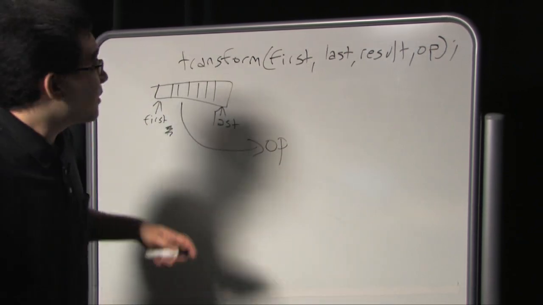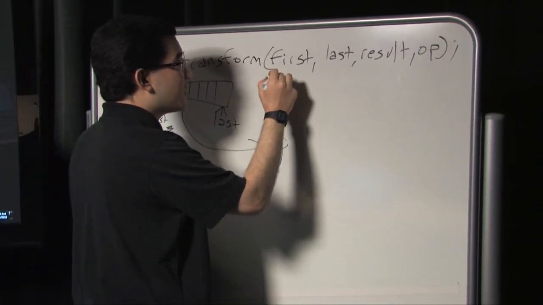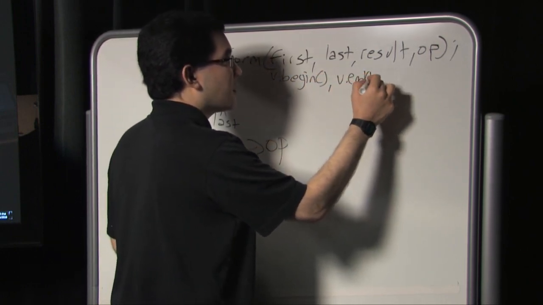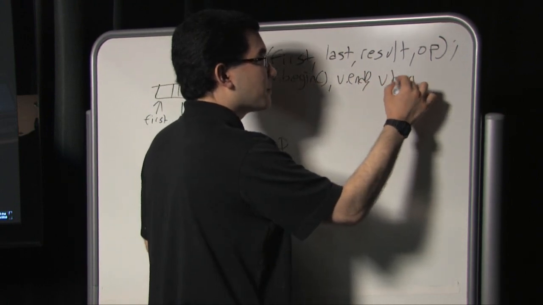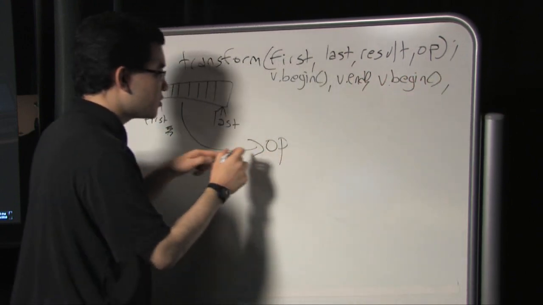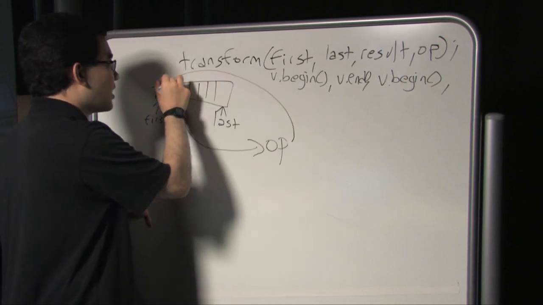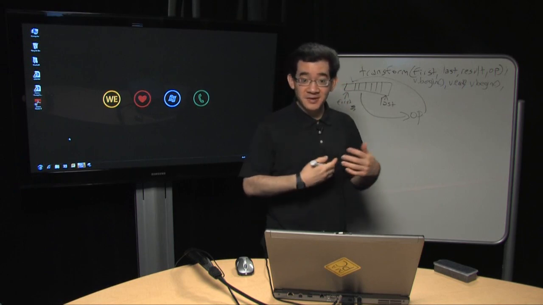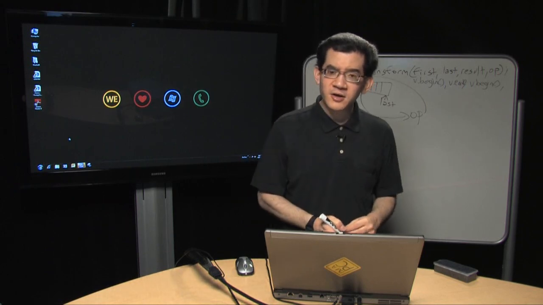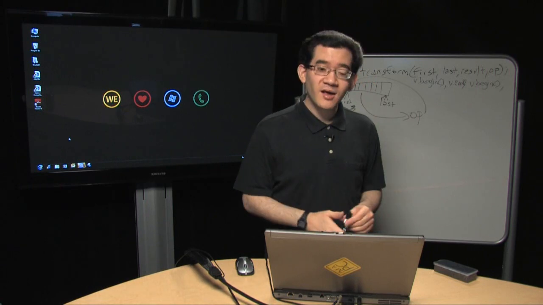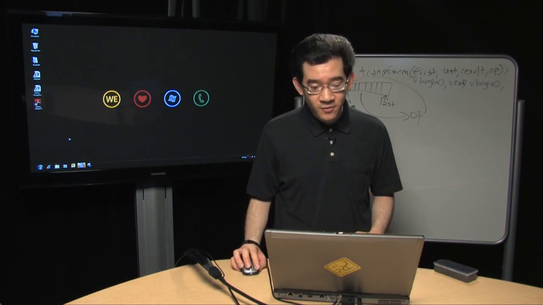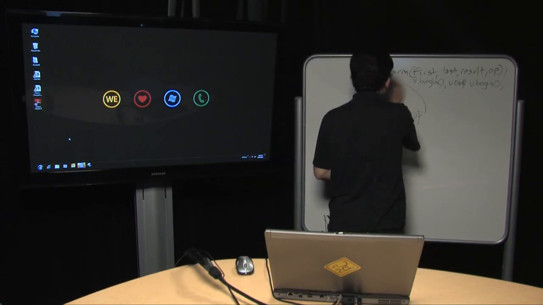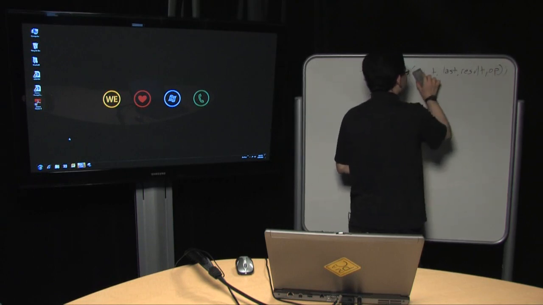So I could say transform from vBegin, vEnd, and then back to vBegin, and then give an operation. And what this will do is run each element through an operation and write it back in place. So if I want to square all the elements in a vector in place, I can use transform to do that. I could also use for each, taking an int reference, but sometimes transform is a convenient way to express it. The other way that you can call transform is with 2 sequences, and this can be very useful.